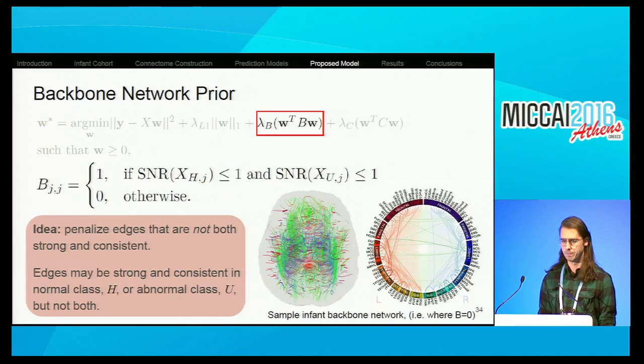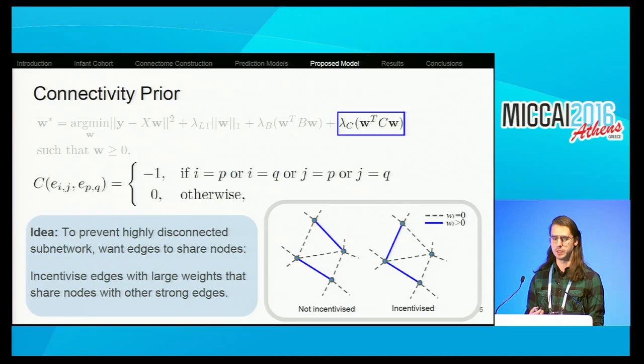So for the connectivity prior, the basic idea is we want to prevent a highly disconnected subnetwork by getting edges to share nodes. So you can see in the bottom right, in the far right, a case where we want to incentivize. If we have two strong edges and they share a node, we're going to incentivize that by multiplying by -1 in the objective function. Otherwise, we don't incentivize that.